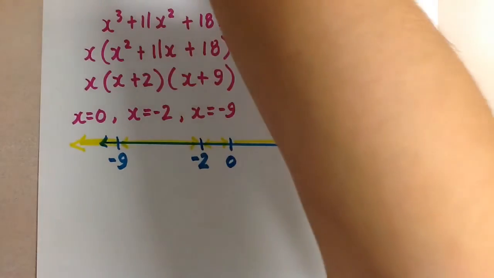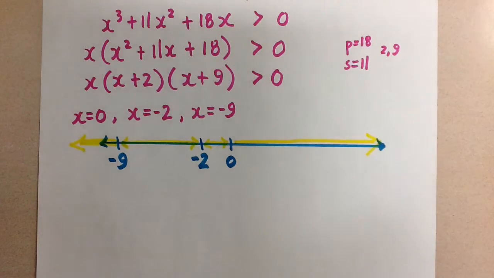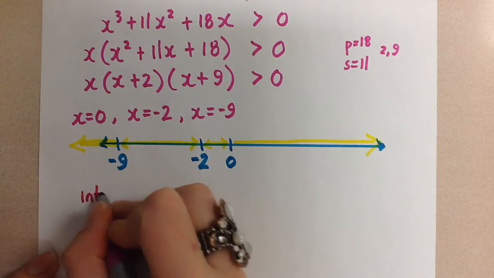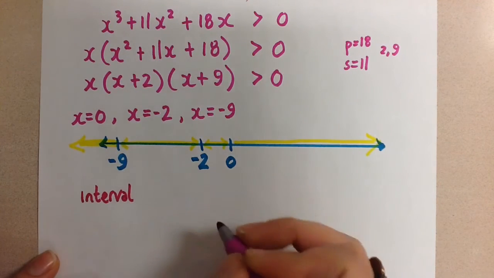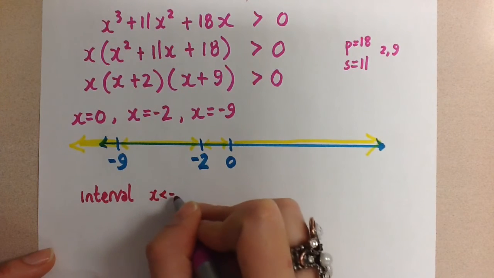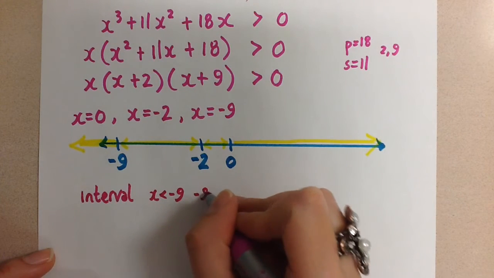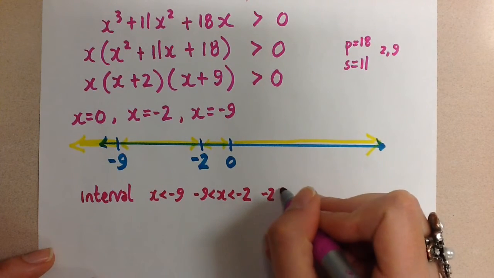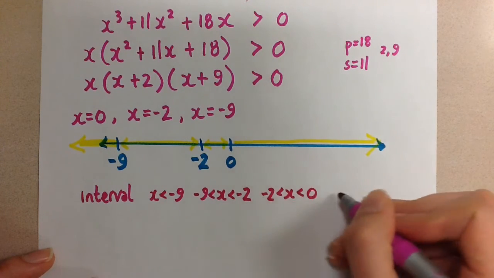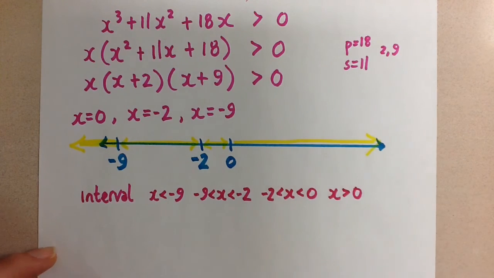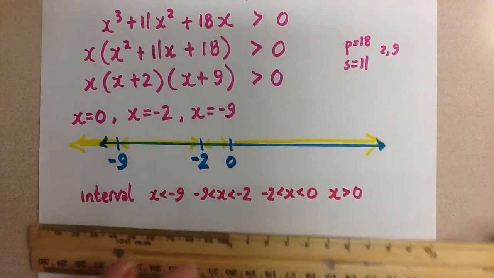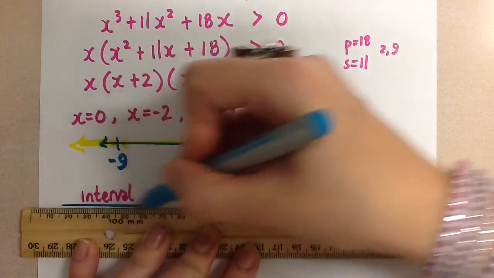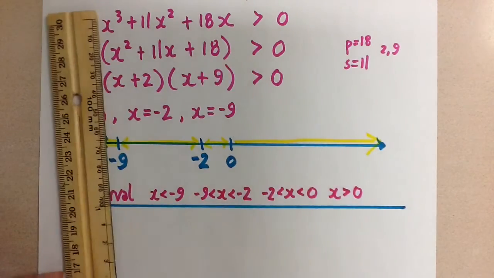Okay, so now let's set up the interval chart. It looks different for different people. This is the way that I set it up, but you might see different variations of this. So our intervals are going to be when x was less than -9, when x was between -9 and -2, when x was between -2 and 0, and when x was greater than 0. So I've written all of those intervals in my interval chart, and I'm just going to separate them so it's a little easier for you to see what's going on.